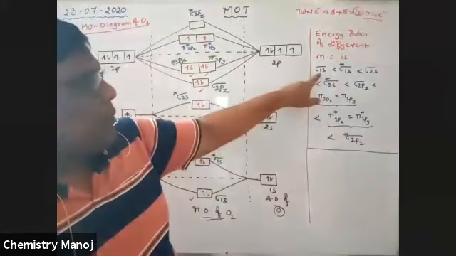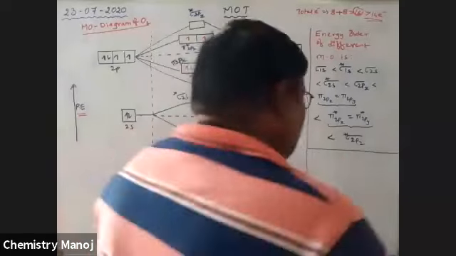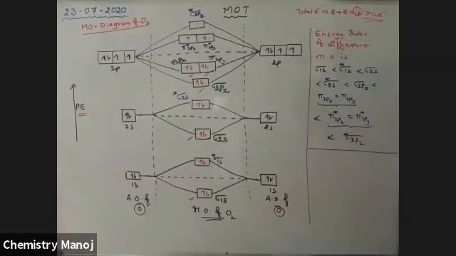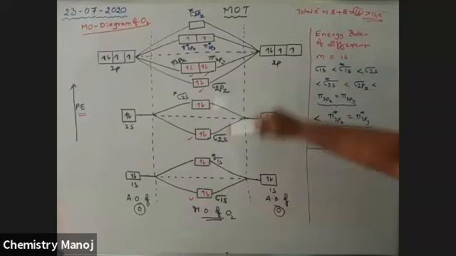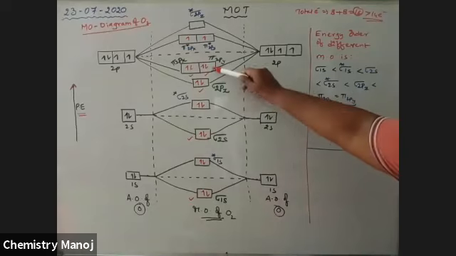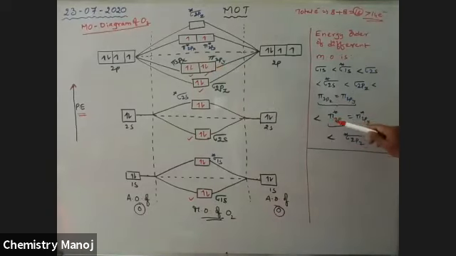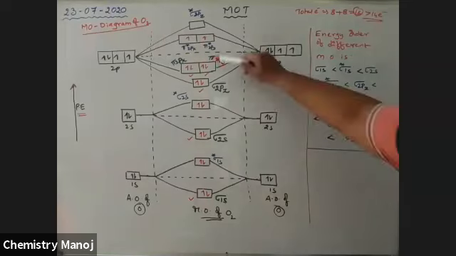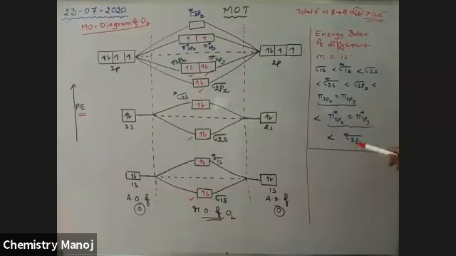See here, from bottom to top. Sigma 1s is less than sigma star 1s, less than sigma 2s, less than sigma star 2s, less than sigma 2pz, less than pi 2px equal to pi 2py, less than pi star 2px equal to pi star 2py, less than sigma star 2pz. This is the order of energy of different molecular orbitals in the O2 molecule.